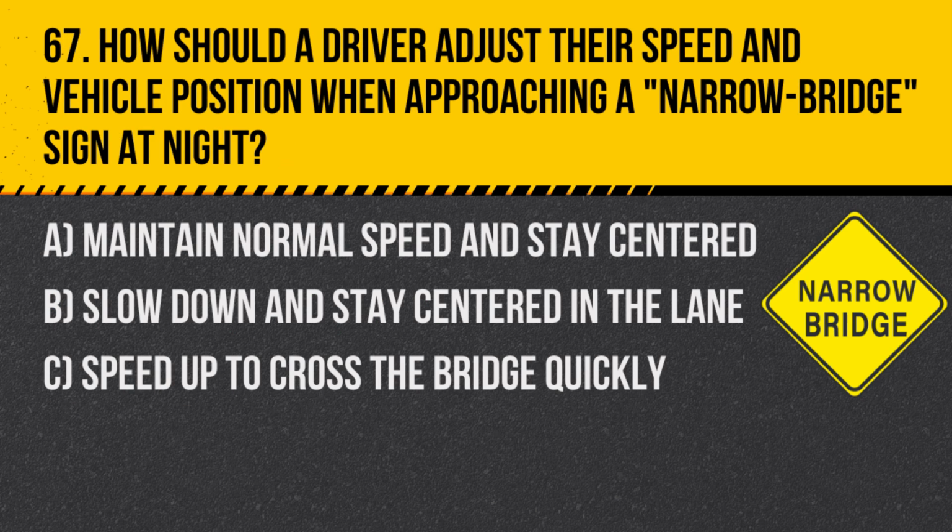Question 67. How should a driver adjust their speed and vehicle position when approaching a narrow bridge sign at night? A. Maintain normal speed and stay centered. B. Slow down and stay centered in the lane. C. Speed up to cross the bridge quickly. Answer: B. Slow down and stay centered in the lane. Nighttime and narrow bridges require extra caution.